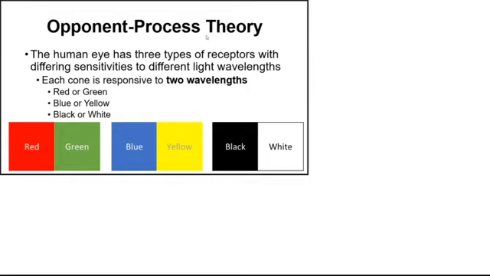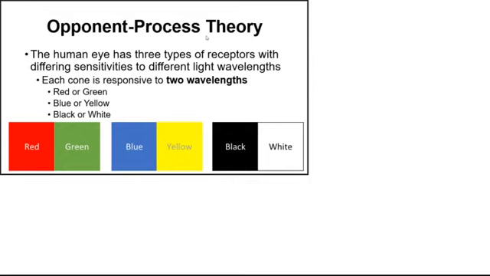This one was talked about in the later 1800s, and it was proposed by Hering, and this is our opponent process theory. Once again, we have names that give us useful information. Opponent process basically tells us that we have 2 opposing processes, 2 things going on. And this theory starts off exactly the same as the other one. The human eye has 3 types of receptors with differing sensitivities to different wavelengths of light. Exactly the same.